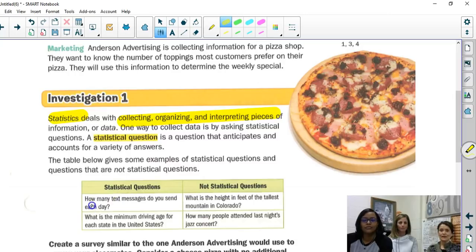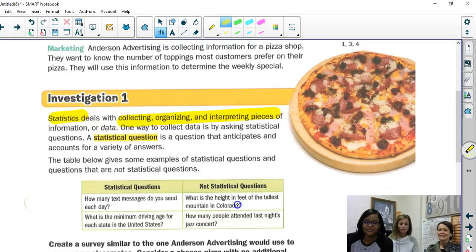So look at the examples. This is good: how many text messages do you send each day? If we asked that just of the three of us, would we get a lot of different answers? And it would also depend on the day. Totally.